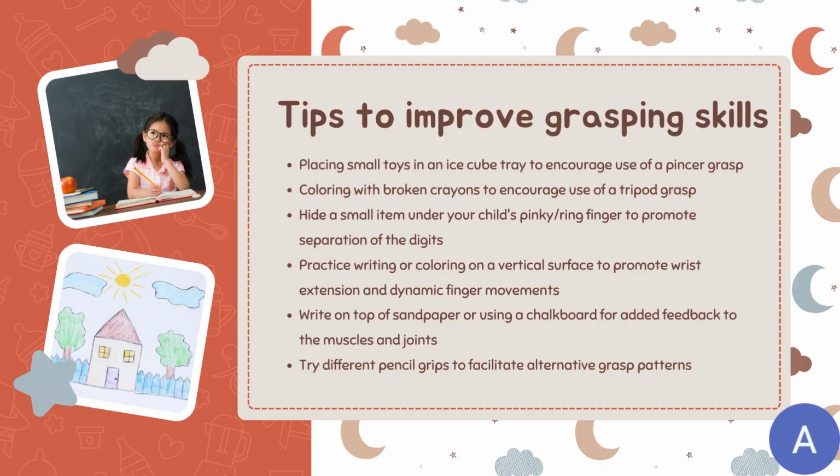And lastly, let's take a look at some of the tips to improve grasping skills in kids. As an example, place small toys in an ice cube tray to encourage use of a pincer grasp. Color with broken crayons to encourage use of a tripod grasp. Hide a small item under your child's pinky or ring finger to promote separation of the digits.